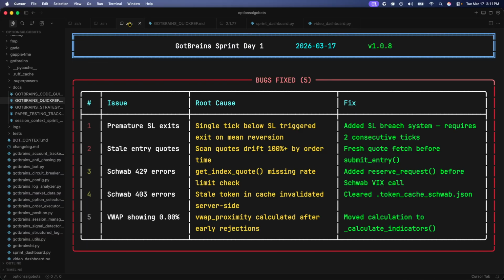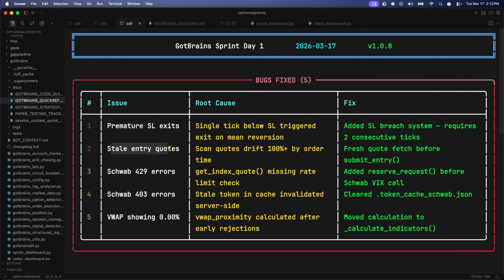So what I noticed today when I was running the bot is that there were a few errors. One of the first errors was the premature stop losses. That's what that SL stands for. Whenever the bot was using the stop loss, it would just exit on the first tick below the stop loss. So what we added was a breach system, meaning that we need the price to go against us on 2 consecutive bars, 2 consecutive ticks, right, 2 minutes, and then that's when we're going to exit the position.